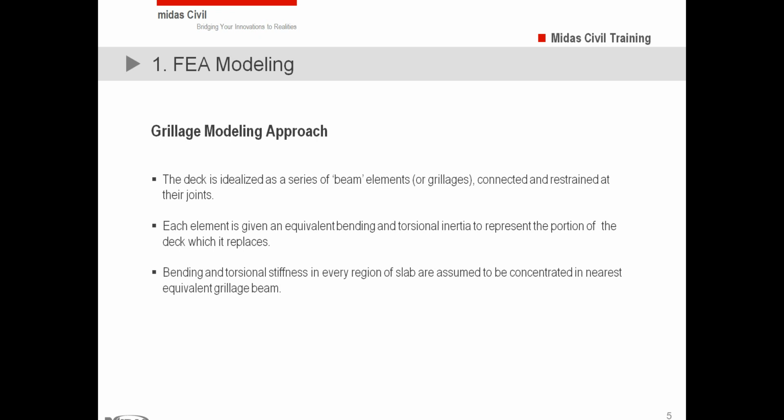So what is the grillage modeling approach? In the grillage modeling approach, we idealize the deck using a series of beam elements connected and restrained at their joints. Each element is given an equivalent bending and torsional inertia, and bending and torsional stiffness in every region of the slab or the girder are assumed to be concentrated in the nearest equivalent grillage beam.